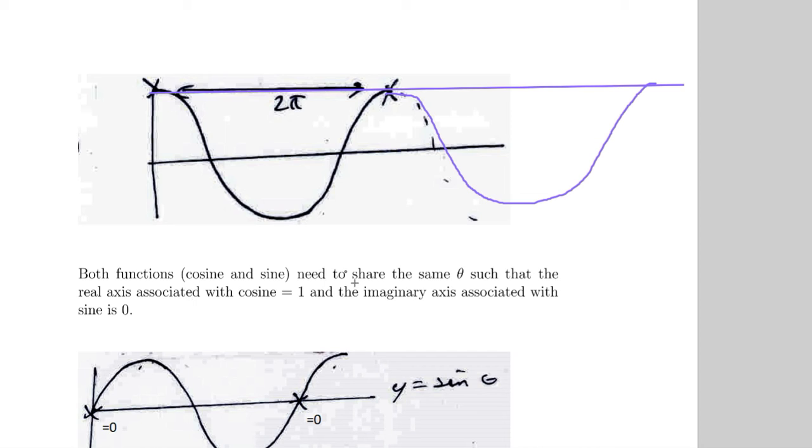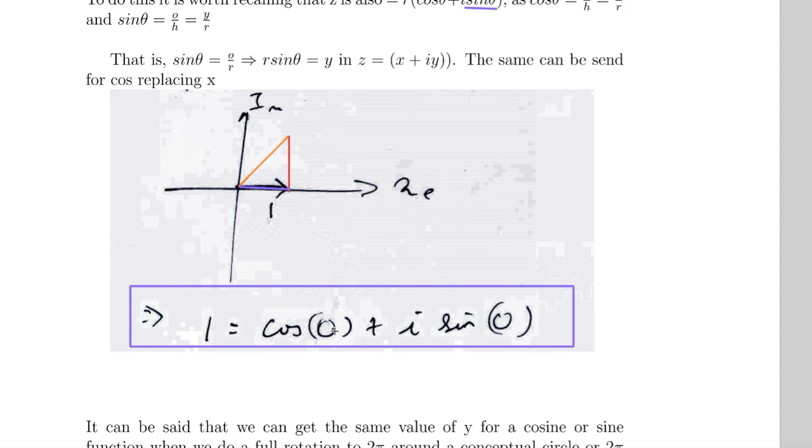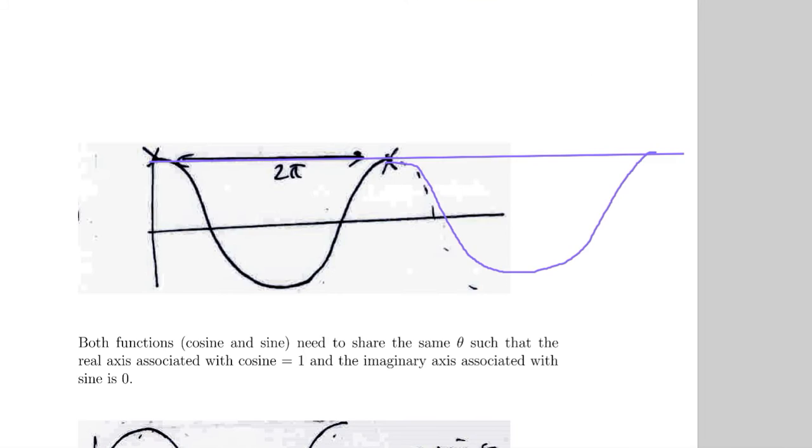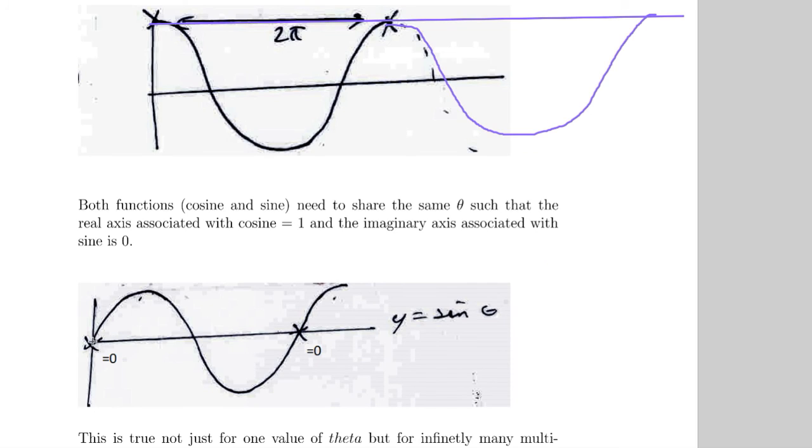Both functions, cosine and sine, need to share the same theta, such that the real axis value associated with cosine is 1 and the imaginary axis value associated with sine is 0. So we cannot pick any values of theta that cause repetition or cycles. We have to pick the value of theta that will mean that cos will give you an output value of 1 and sine will give you an output value of 0. But note that both these functions cycle.